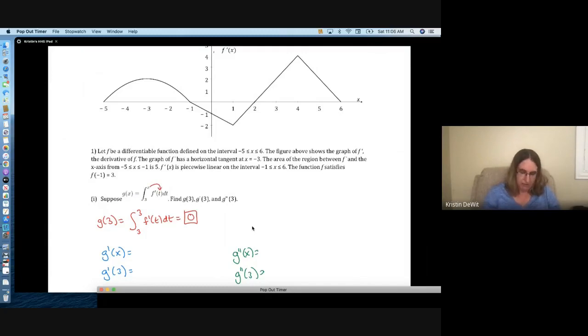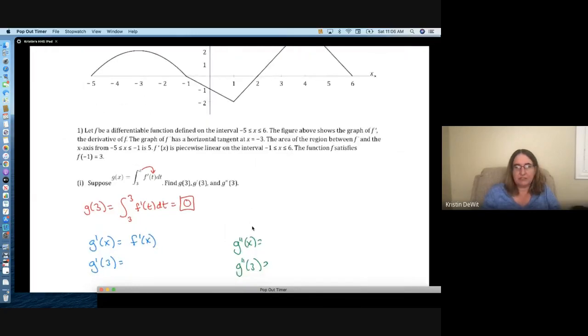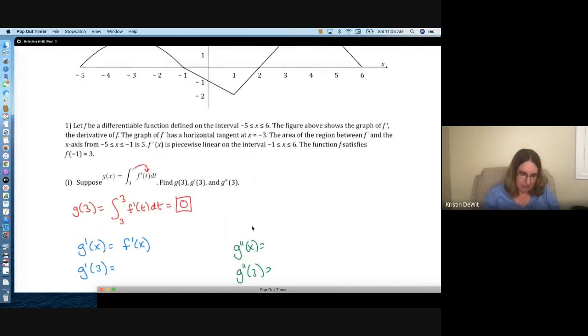So g prime of x is the same as f prime of x. I will say this is a little different than some of the ones I've seen in the past. A lot of the times in the past, I feel like they're just f of x here or f of t here, but it just gets plugged in, right? So you replace the t with an x. Do be careful because they like to add little twists.